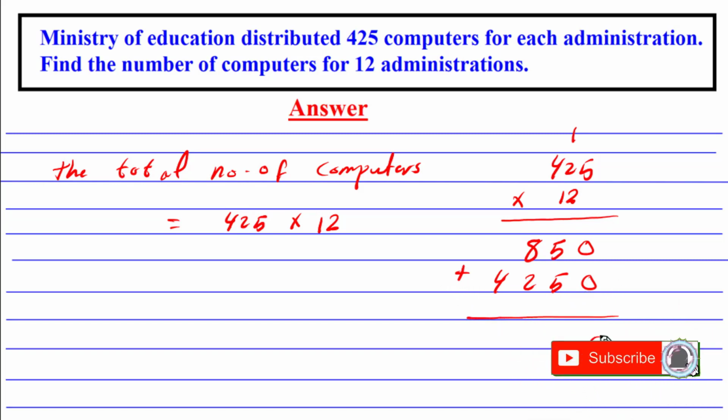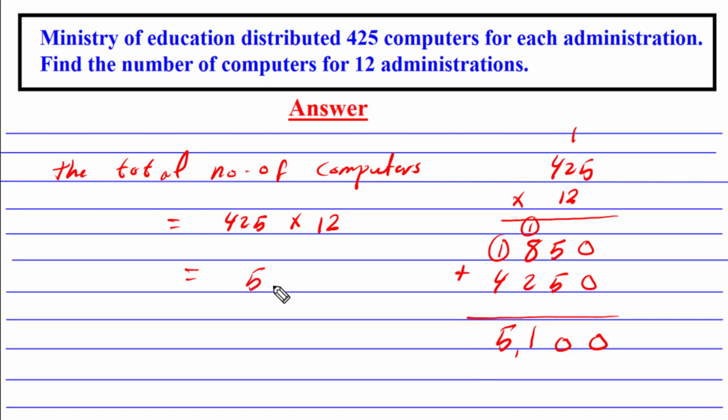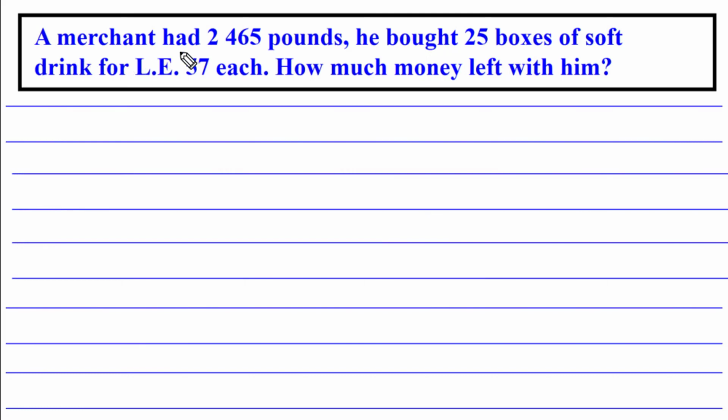Now we can add the two partial products. 0 plus 0 equals 0, 5 plus 5 equals 10, write 0 and carry 1 over 8. We have here 9, 9 plus 2 equals 11, write 1 and carry 1 over 4, it will be here 5. So the total number of computers is 5,100. So we have here 5,100 computers.